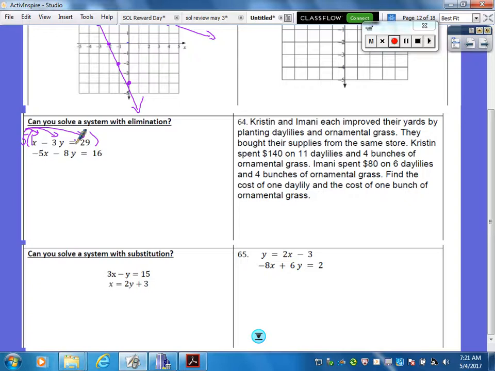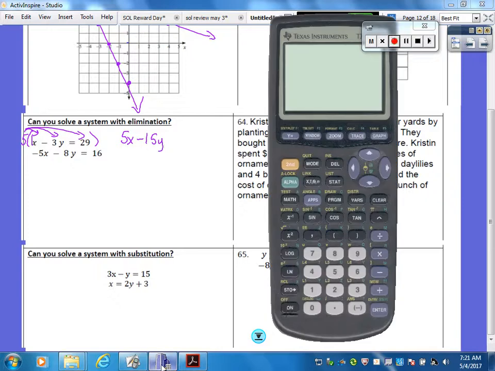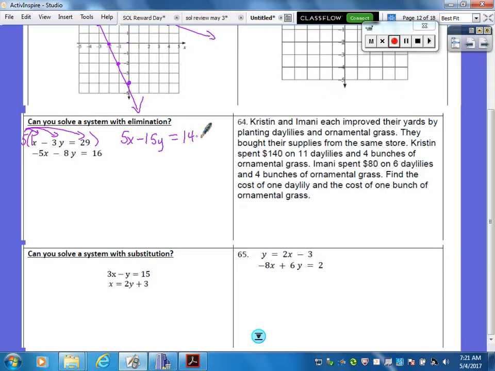So I've got 5x, negative 15y, and then 29 times 5. If you need to, go to your calculator real quick. 29 times 5 is 145. I do not need to do anything with my second one other than rewrite it below my first one. And now I get to add these together. That's why it's elimination, because the first thing that happens is our positive and our negative cancel out.